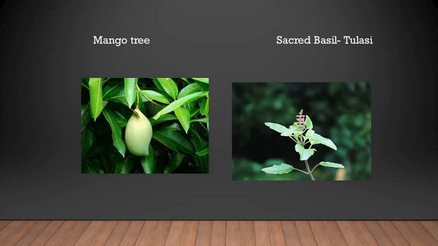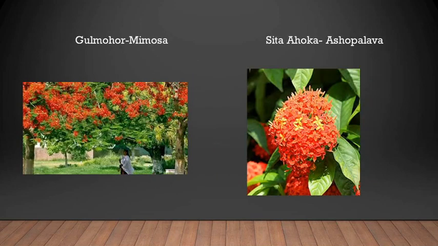The picture that is on your right, yes, that is the normal tulas. It's called sacred basil, which very commonly occurs in R.K. Narayan's stories. Tulasi. Did you identify this? Yes, it is the mimosa plant. Mimosa, normally called gulmohar, which is so beautiful, especially in this season.